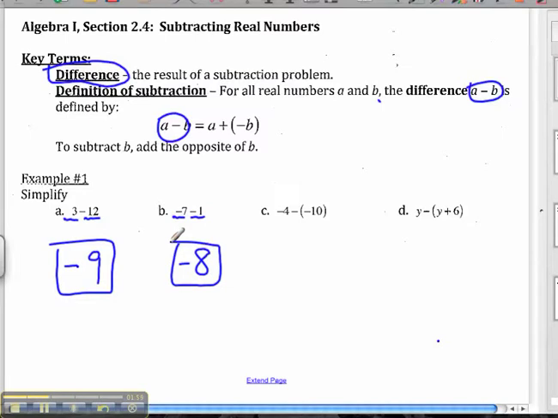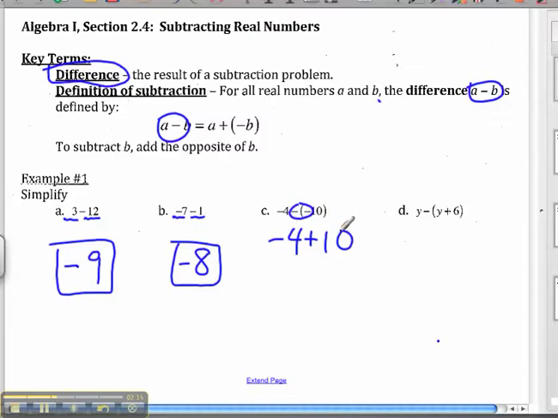Jack, you want to do C for me? Now, I've got some housekeeping, so let's deal with that. What do I need to do first? First what you're going to do is negative 4. Since it's 2 negatives right here, it's going to be positive, positive 10.